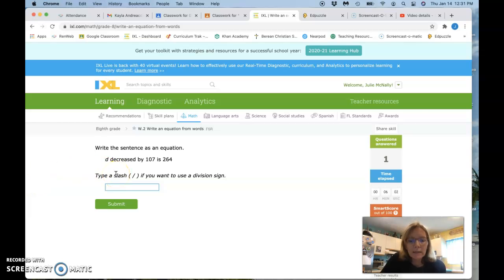D decreased by 107 is 264. So I'm just reading the sentence and typing it as an equation.